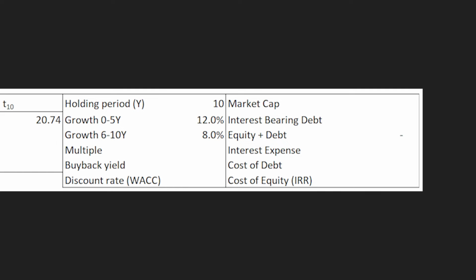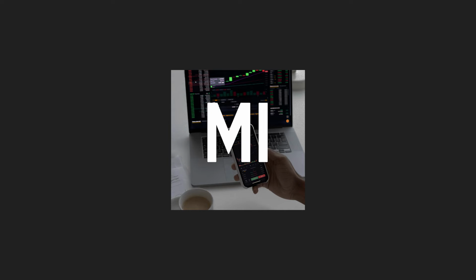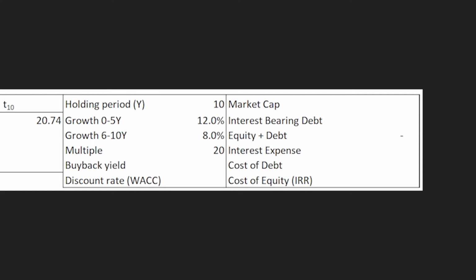Next, we have to assume Microsoft's price to free cash flow multiple at the end of a holding period, so basically in 10 years. Because Microsoft is a high quality company with a high percentage of recurring revenues, and to reflect the 8% free cash flow growth rate I assumed for the last 5 years, I assumed a price to free cash flow multiple at the end of a holding period of 20.